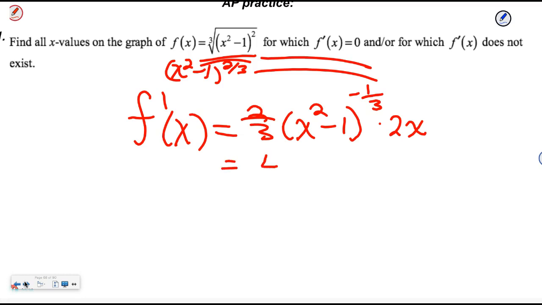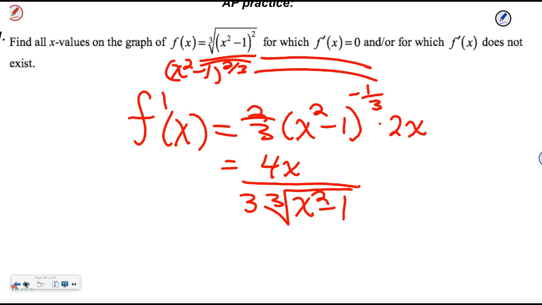I have a 4x on the top, and I have a 3 and a cubed root of x squared minus 1 on the bottom. Now I'm going to answer the questions and ask you a deeper question. The question was, for what values is the derivative 0? A fraction cannot be a 0 unless what happens? What has to be 0 for a fraction to be 0? What do you think, Nathan? The denominator can't be at the same time. But yeah, the numerator has to be 0.